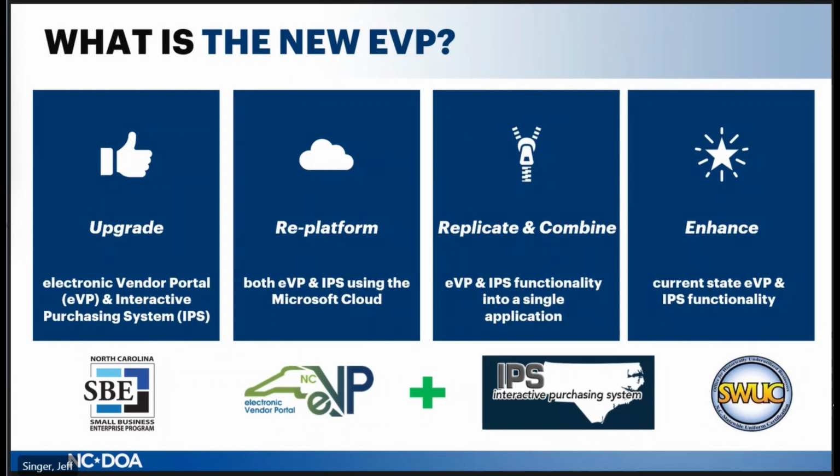IPS, or the interactive purchasing system as it's currently known, is where state procurement users post and manage their formal solicitations. And eVP is where vendors register their companies to do business with the state of North Carolina. Also important for you regarding eVP, that's where it's currently happening and will continue to happen: vendors request their certifications for Hub or NCSBE status.